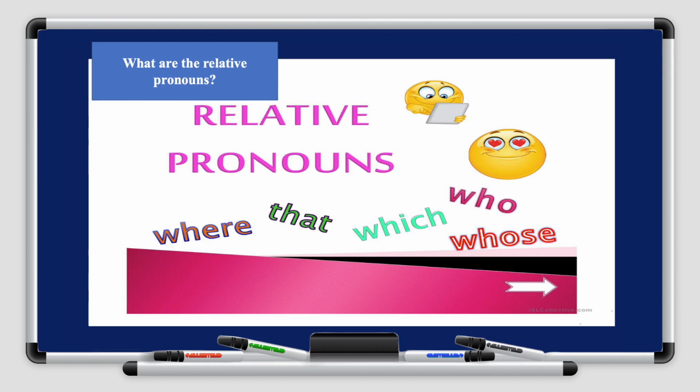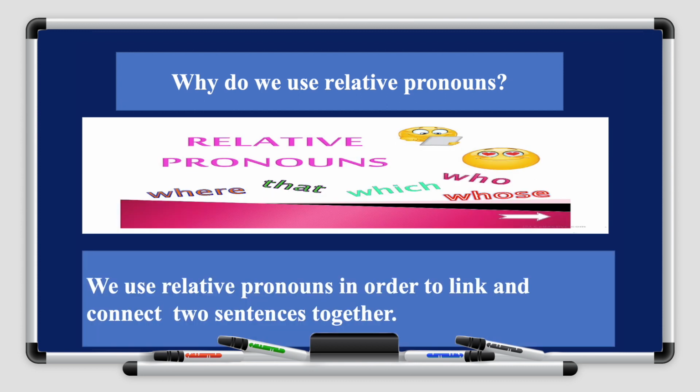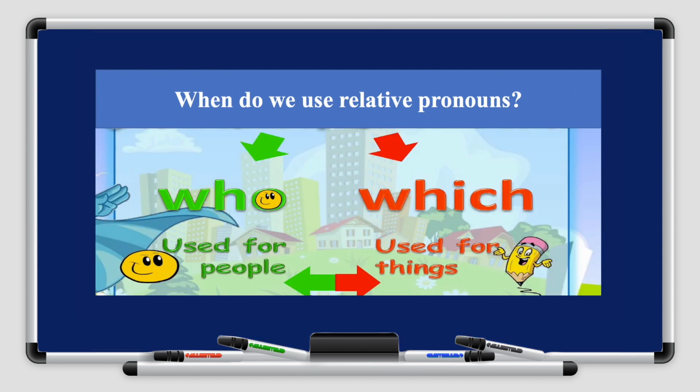And today we're studying relative pronouns. What are the relative pronouns? Do you know? The relative pronouns are where, that, which, who, whose. Why do we use relative pronouns? Well, we use relative pronouns in order to link and connect two sentences together. So, if we have two sentences and we need to connect them together, we're going to use the relative pronouns. Today, we are focusing on who and which.